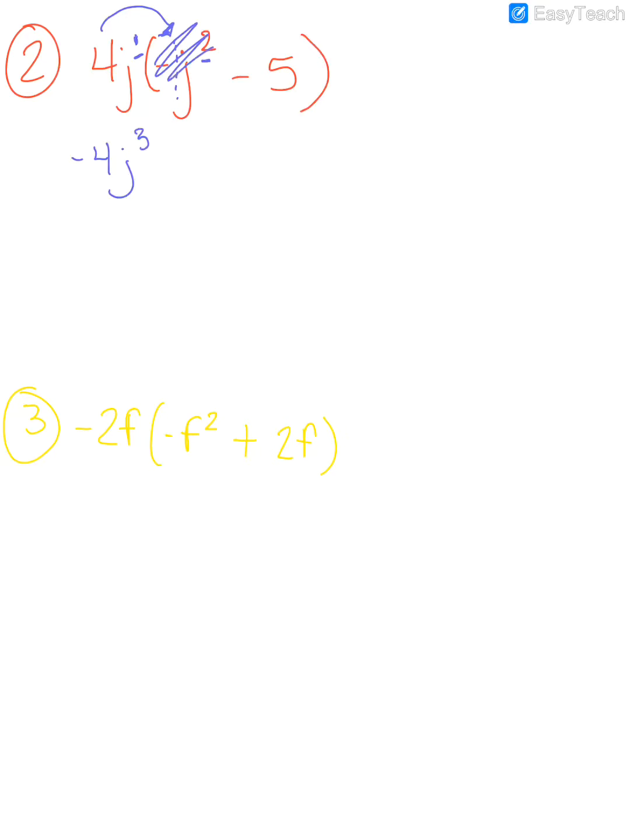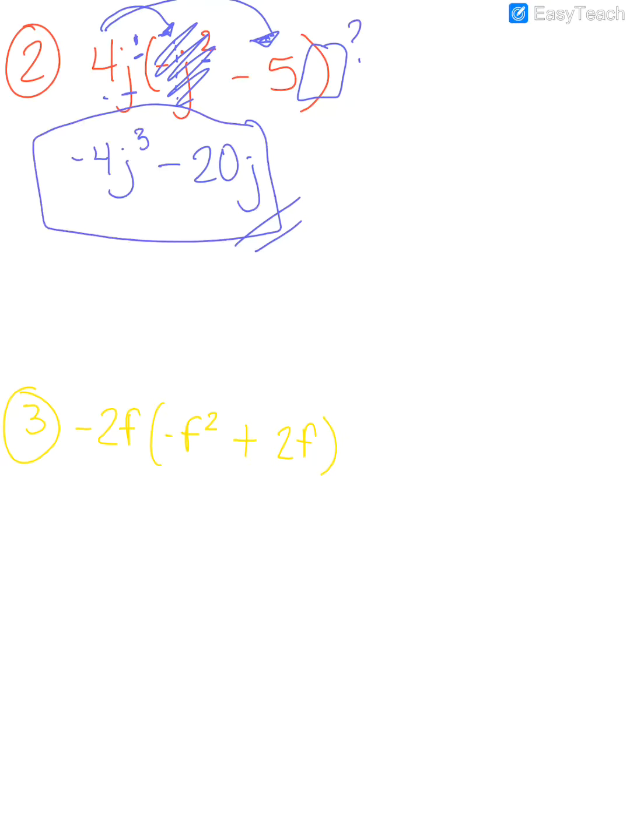Again, we are done with this first term, but we still have to distribute this to that last number. So again, big numbers, we're going to go ahead and multiply. So 4 times -5. A negative and a positive makes a negative. 4 times 5 gives us 20. And again, this one doesn't have a variable, so it's okay, don't worry about it. All you're going to do is just add this variable J to the end. And you're done for that one as well.